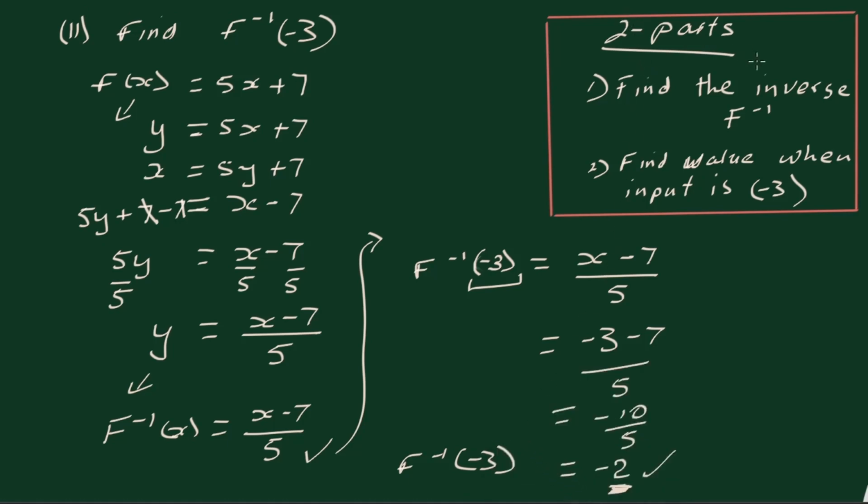So again, it's a two-part question where first I find the inverse of the function. I went ahead here and found the inverse of the function. After having found the inverse of the function, the second part is where I input -3 into the inverse function and I work that out, and I arrive at my answer as -2.